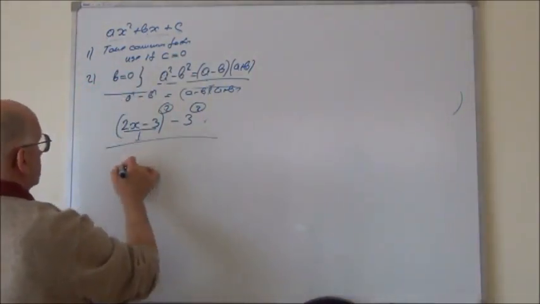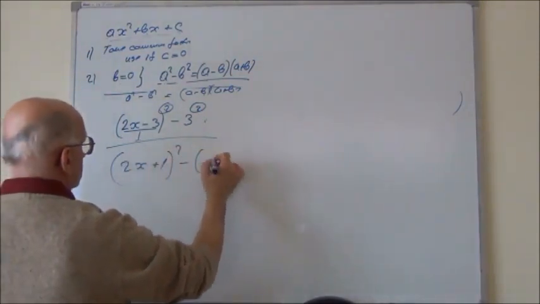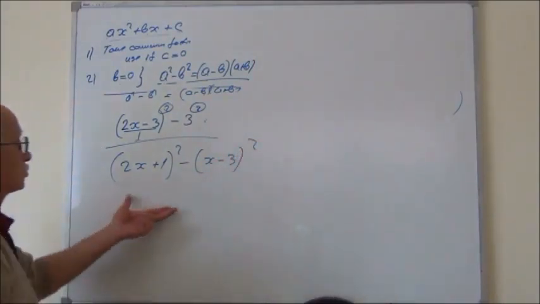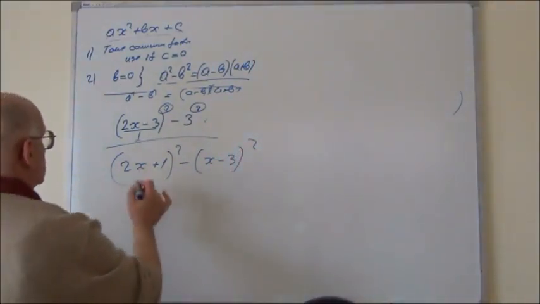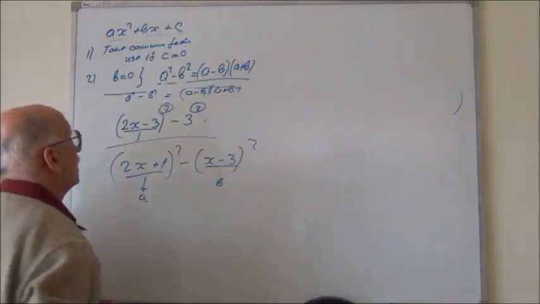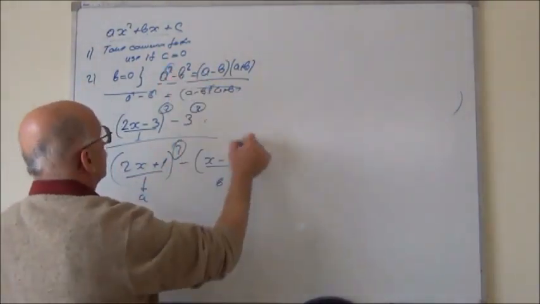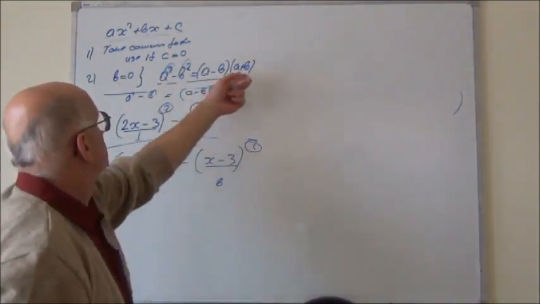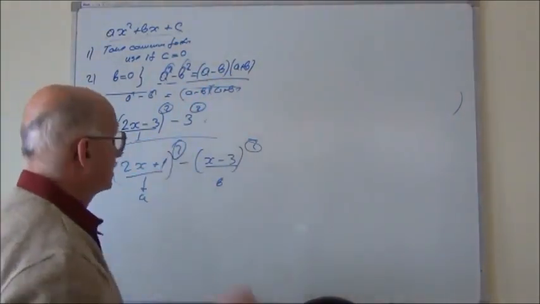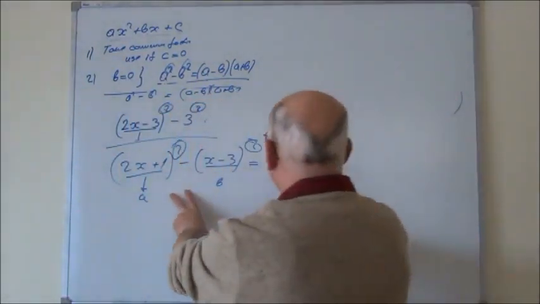Let's say if you have for example (2x plus 1) squared minus (x minus 3) squared. This is also a difference of two perfect squares. So this will be a, this here will be b, and because we have power 2, power 2, we are simply following this formula. 2x plus 1 minus. Here you have to be careful.